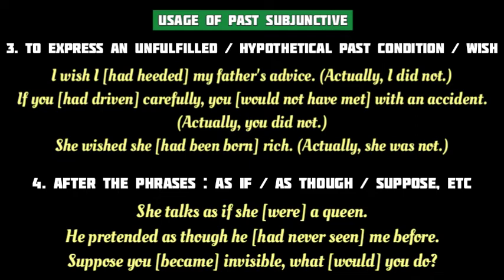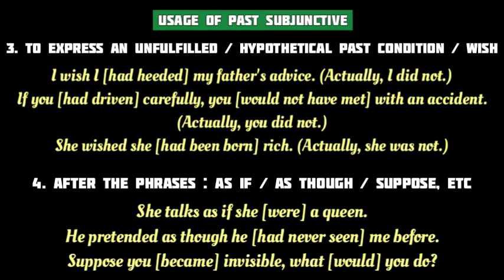In the third conditionals also, the verbs are in the past subjunctive mood. Why? Because they express an unfulfilled past condition or wish and its hypothetical outcome in the sentence. For example, in the sentence, if you had driven carefully, you would not have met with an accident, the verbs had driven and would not have met are in the past subjunctive mood. And then the sentence, she wished she had been born rich, expresses the speaker's unfulfilled wish of the past. Hence the verb had been born is in the past subjunctive mood.